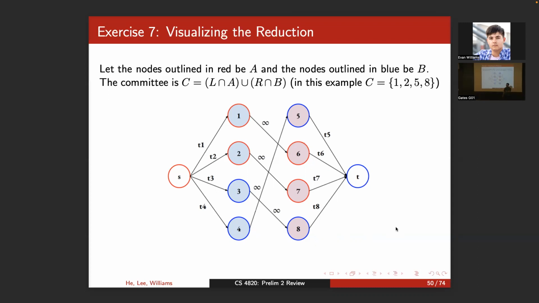So it's the nodes in L that are on the left side of the cut and the nodes in R that are on the right side of the cut, right? So hopefully this is a decent visualization. If A and B is the min cut, then that is the committee that we would form. Yeah?